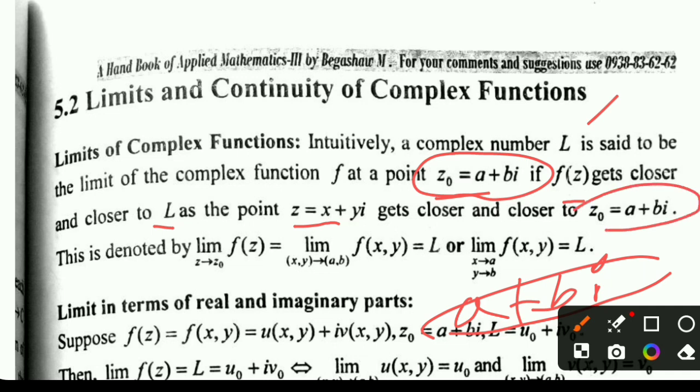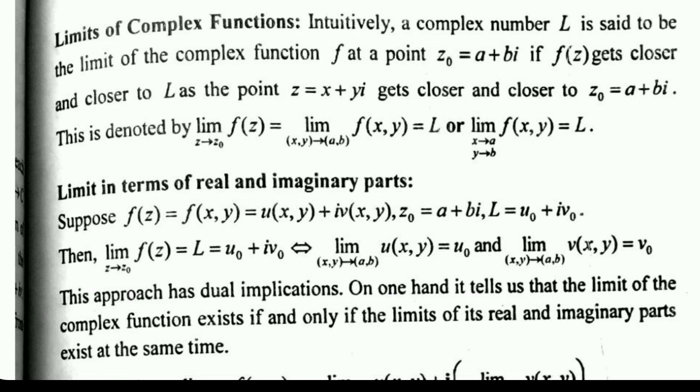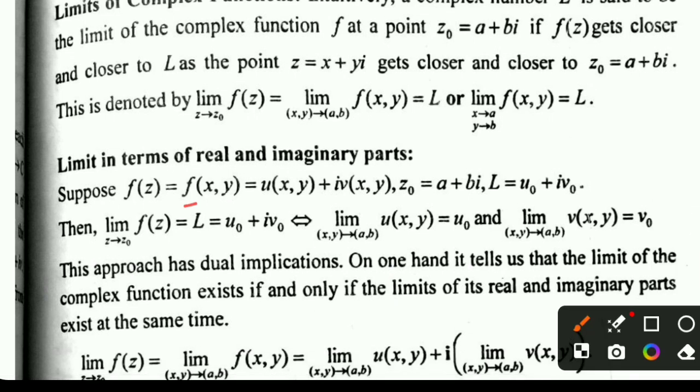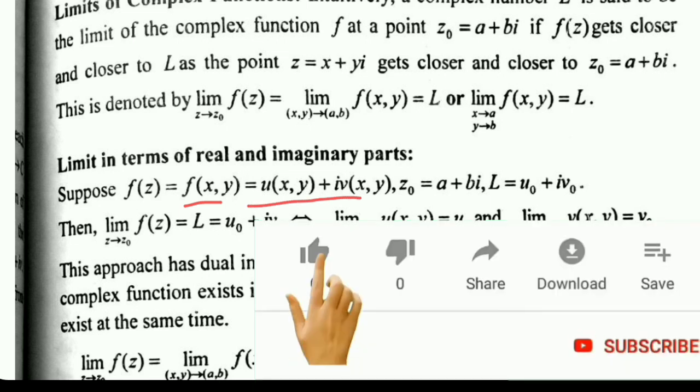That means the limit as z goes to z naught of f of z is equal to the limit as x tends to a and y tends to b of f of x, y is equal to L. Then a complex number L is said to be the limit of the complex function. Okay, limit in terms of real and imaginary parts. That means if f of z is equal to f of x comma y, that means it is the original form of the complex function.